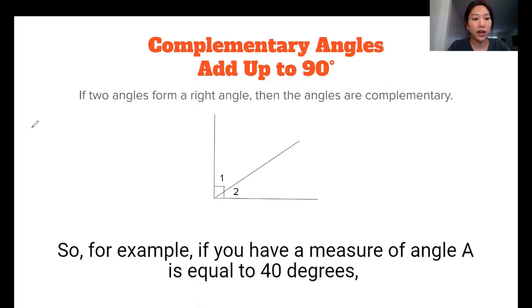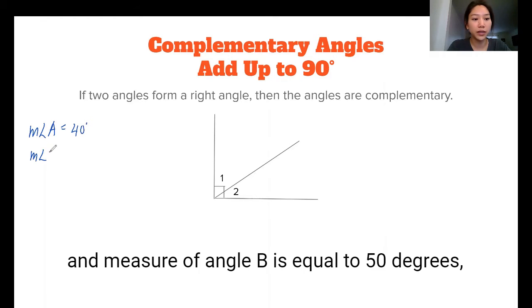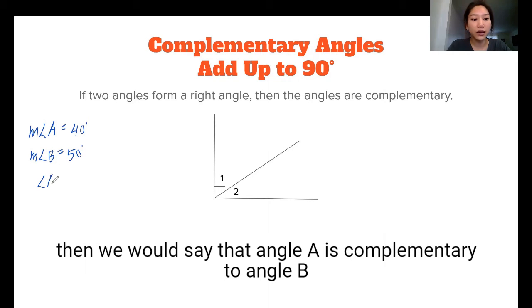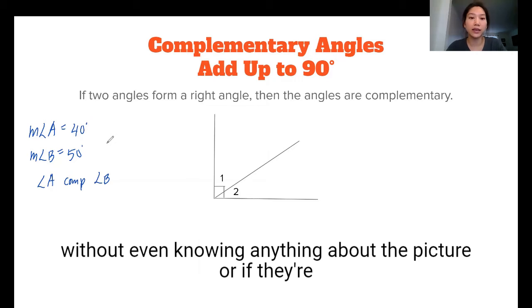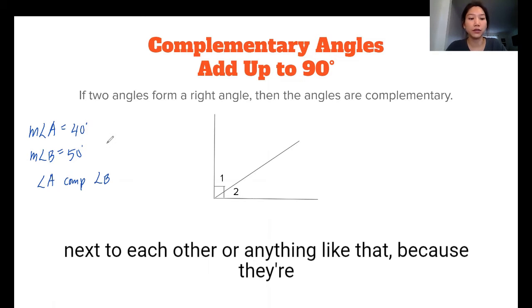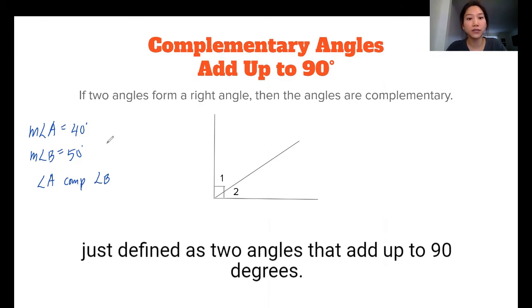So for example, if you have measure of angle A is equal to 40 degrees and measure of angle B is equal to 50 degrees, then we would say that angle A is complementary to angle B without even knowing anything about the picture or if they're next to each other or anything like that, because they're just defined as two angles that add up to 90 degrees.